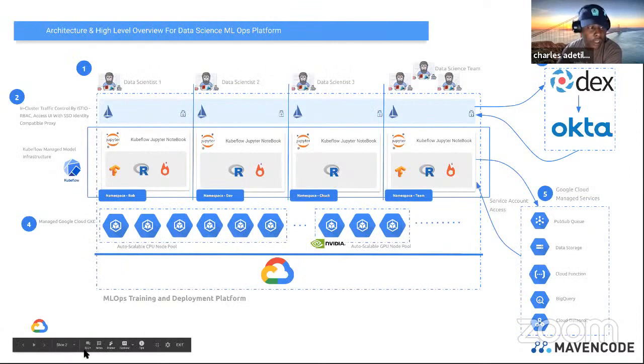So this is a high-level architecture of what we do. Imagine you're in a team. You have a lot of data scientists on your team working with you, and you're trying to build pipelines. Everything needs to be coordinated. You need to do some stuff, and someone else needs to do some other stuff.